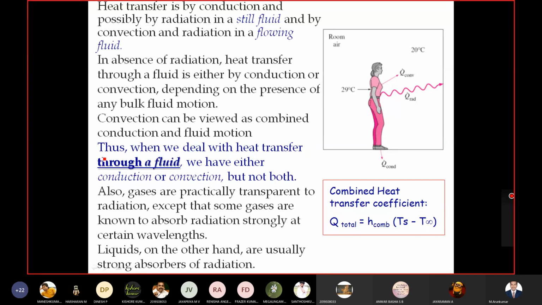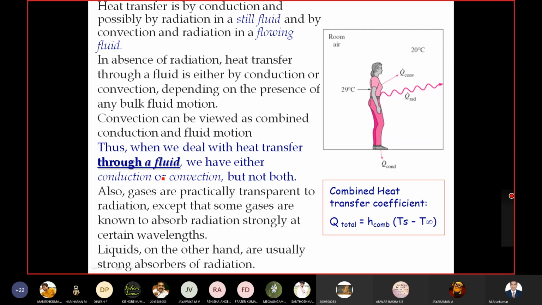So convection can be viewed as a combined conduction and fluid motion, as I said earlier. Thus when we deal with the heat transfer through a fluid, we have either conduction or convection, but not both. Just note down this point. If a fluid is involved, there may be two possibilities, but we have to take any one.